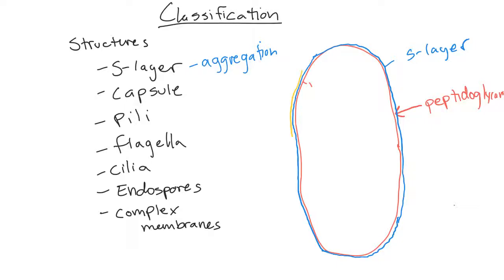In addition to that, it may have another layer. I'm just going to draw it on this side. A capsule, which is a gelatinous layer, which adds another layer of protection to it.